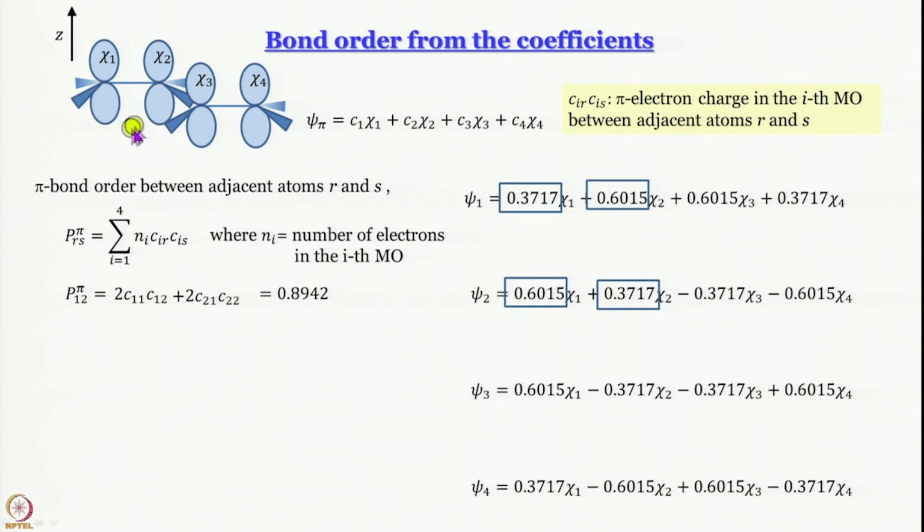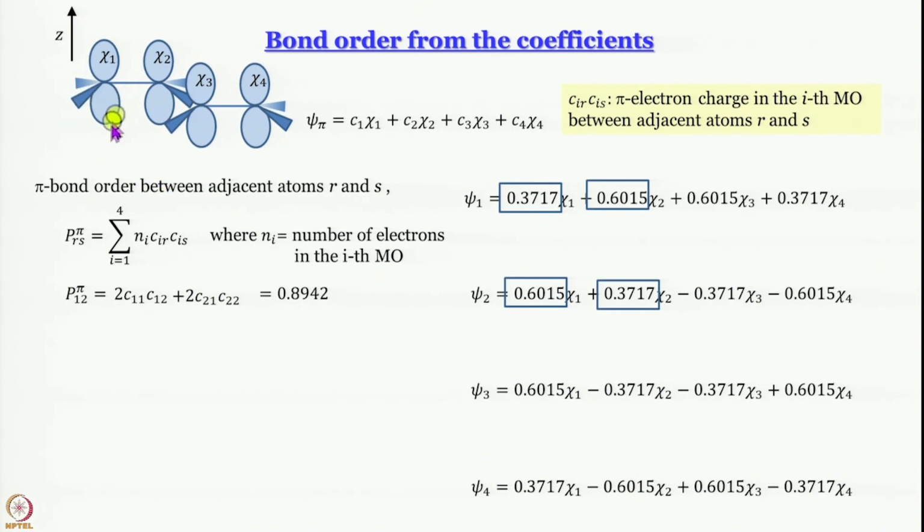So, what do you expect it to be? In a valence bond picture, in some resonating structures you draw a double bond between 1 and 2, in some resonating structures you draw a double bond between 2 and 3. So, not in all the resonating structures do you have a double bond between 1 and 2, that is why the overall bond order is less than 2.